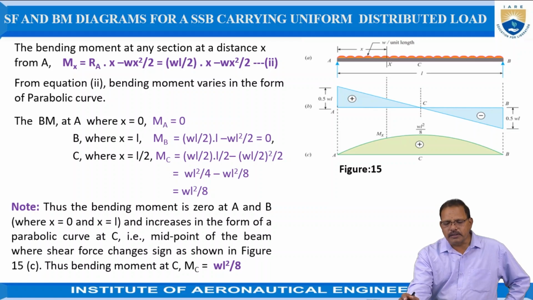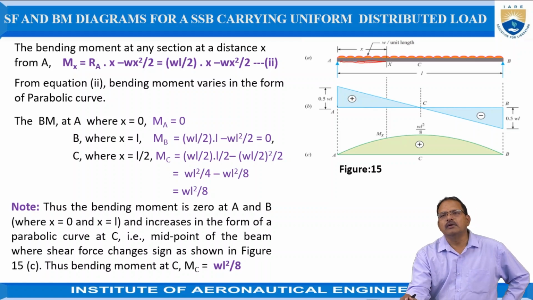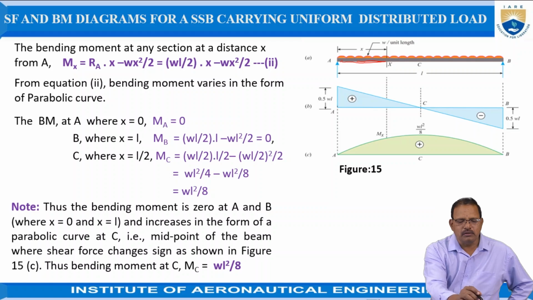Here the moment created by RA tends to bend the beam in the form of a U shape, that is, having a sagging effect, so it is treated as positive. Hence the moment created by RA is positive, and the remaining load acting between A and X is acting in the downward direction, having a hogging effect, that is treated as negative. So the net bending moment is the algebraic sum of the moments created by the reactions as well as the load acting on it.